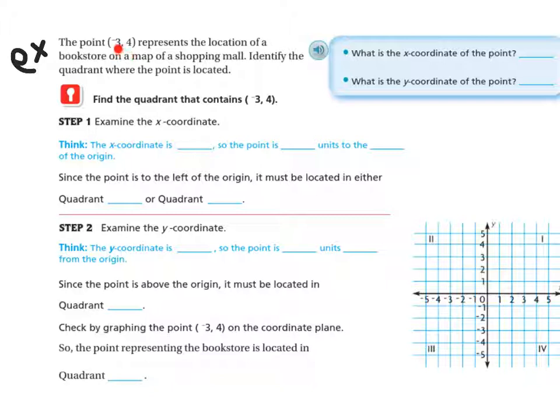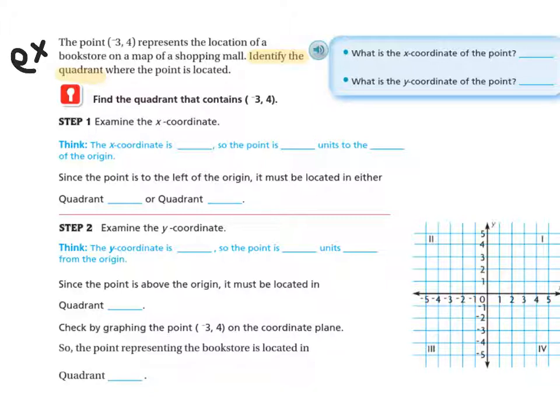The point -3, 4 represents the location of a bookstore on a map in a shopping mall. Identify the quadrant where the point is located. So here, I'm going to highlight what we need to do. We just need to identify the quadrant. That's all. We just have to say, is it quadrant 1, quadrant 2, quadrant 3, or quadrant 4? So we really only have 4 options. We could guess, but let's try to actually solve it correctly.